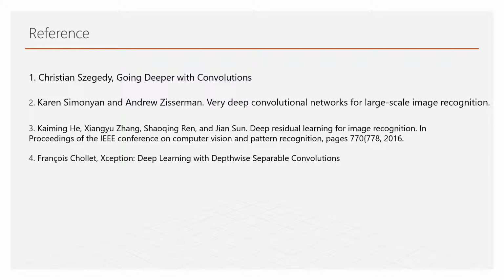Depthwise convolution is the most important component in our networks, and you can find the detailed description in the Xception paper, Deep Learning with Depthwise Separable Convolutions.